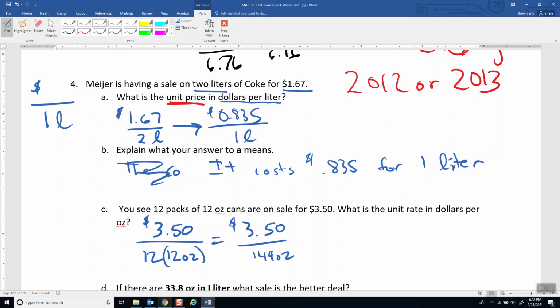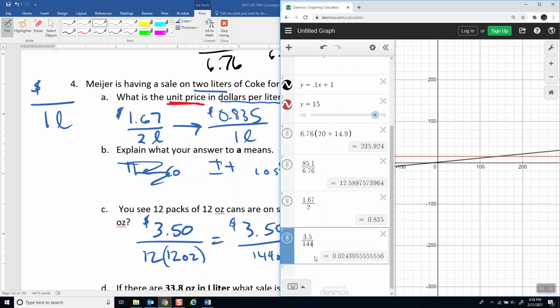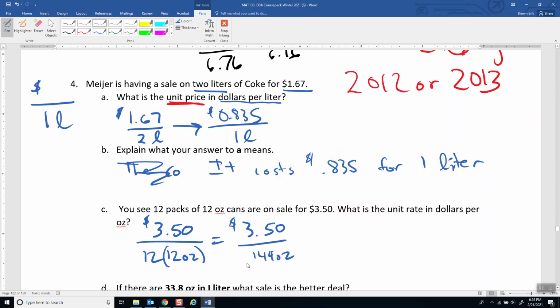So let me grab Desmos again. And we're doing the good old 3.50 divided by 144. That's 0.02. How many decimal places do we want? Let's just do, I guess, 0.02 per 1 ounce. So 2 cents an ounce.